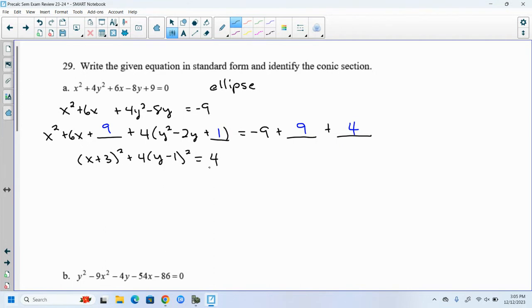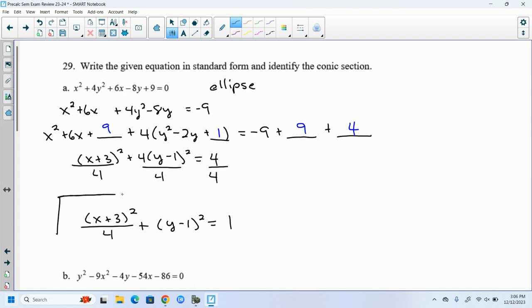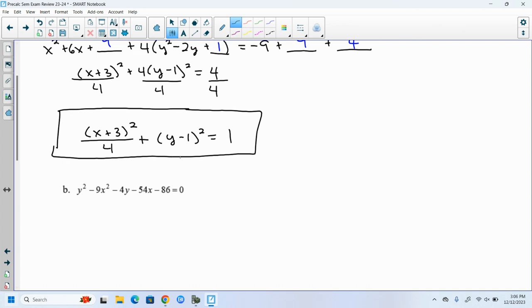It's got to equal 1. Divide by 4. That just leaves me x plus 3 squared over 4. These 4s cancel. So you can just write this as y minus 1 squared. You can put it over 1, but we don't have to, but it's going to equal 1. Okay, so there's going to be our answer for that. x plus 3 squared over 4 plus y minus 1 squared equals 1.